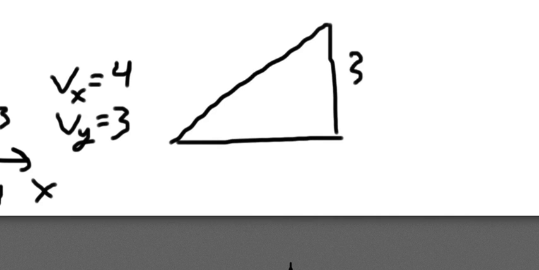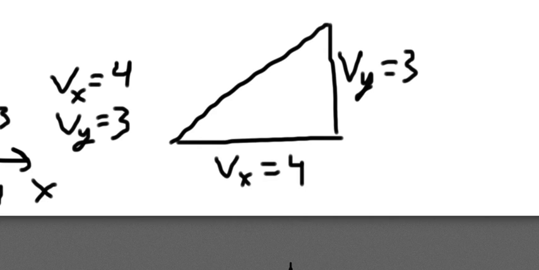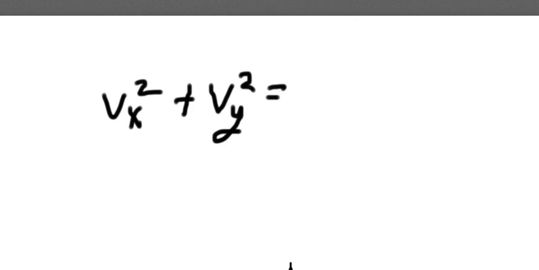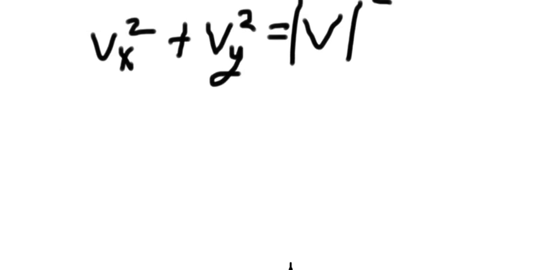So what we have is v sub y equals 3, v sub x equals 4, and we want to know what our magnitude of v is, with a little vector hat on that guy. So we just use the Pythagorean theorem, and to do that, what we have is the square of v sub x plus the square of v sub y equals this magnitude squared.